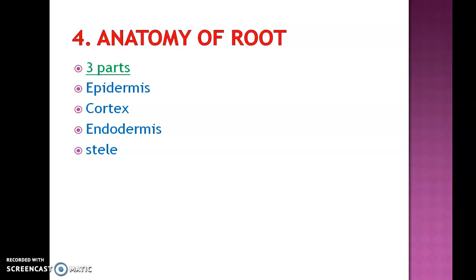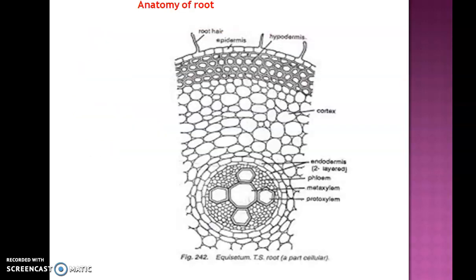It is divided into mainly four parts: epidermis, cortex, endodermis, and stele region. It's a picture showing the T.S. of Equisetum root. The outermost layer is epidermis, single layered. Root hair is present. Below the epidermis, the hypodermis is made up of sclerenchyma, and the inner cortex is made up of parenchyma. Bilayered endodermis is present. Pericycle is also present. Pith is absent. Metaxylem is towards the center and protoxylem towards the periphery. That is, the stele is protostele.